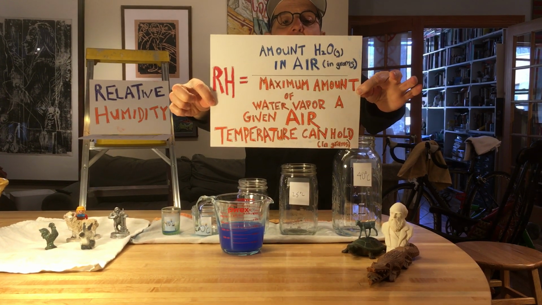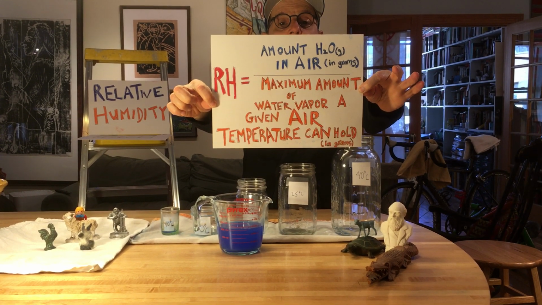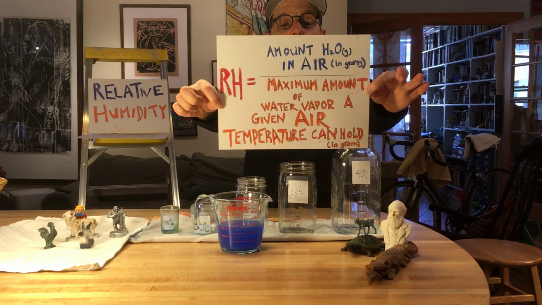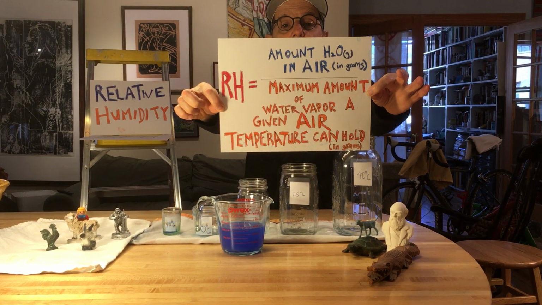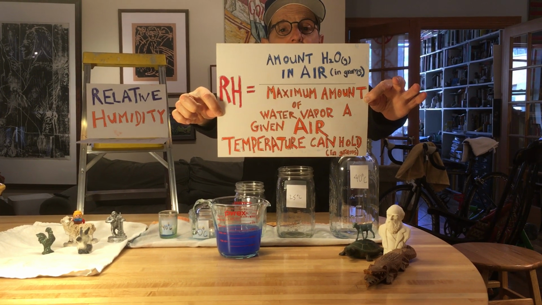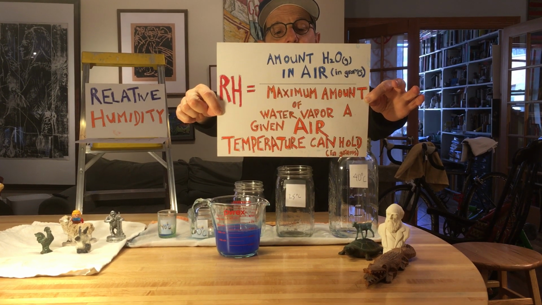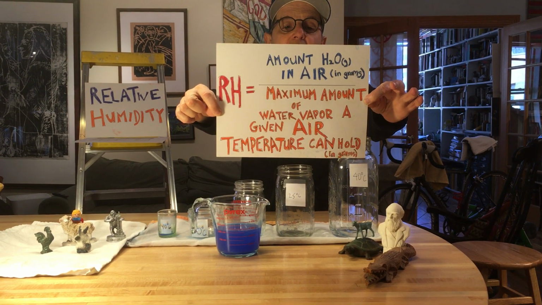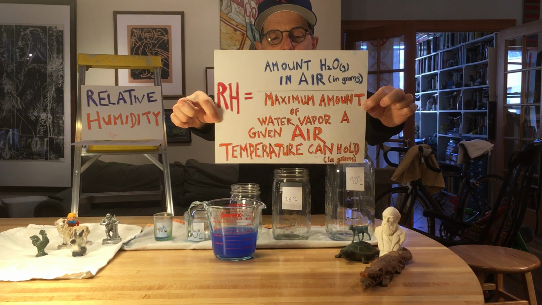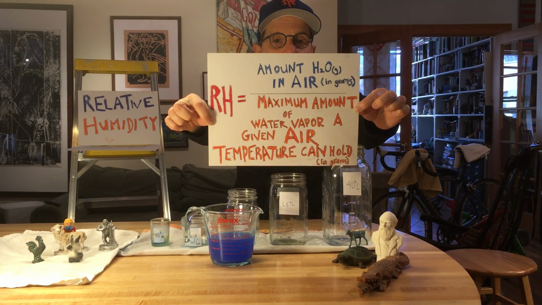The amount of water vapor in grams in the air at a given moment, and you divide that by the maximum amount of water vapor a given air temperature can hold, and that's also in grams. Grams cancel out, and you get a number which you can multiply by 100 and get a percent. If you've done it right, you always have a number less than 1, which you then multiply again by 100, and you get a percent. Relative humidity is always reported as a percent.